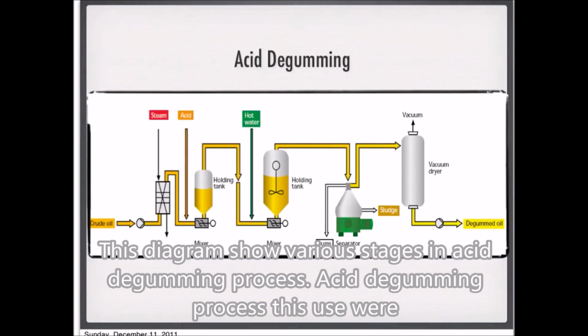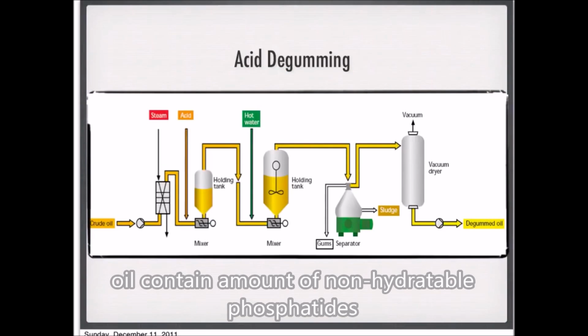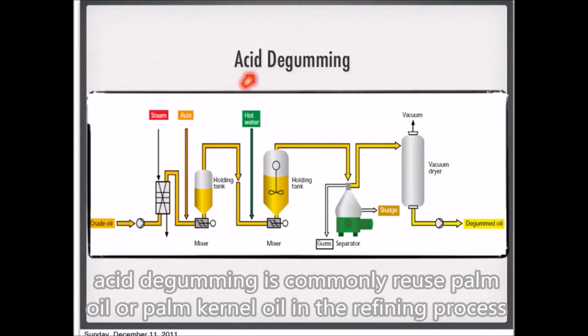And this diagram shows the various stages in the acid degumming process. The acid degumming process is suitable when the oil contains a significant amount of non-hydratable phosphatides. Acid degumming is commonly used for palm oil or palm kernel oil in the refining process.